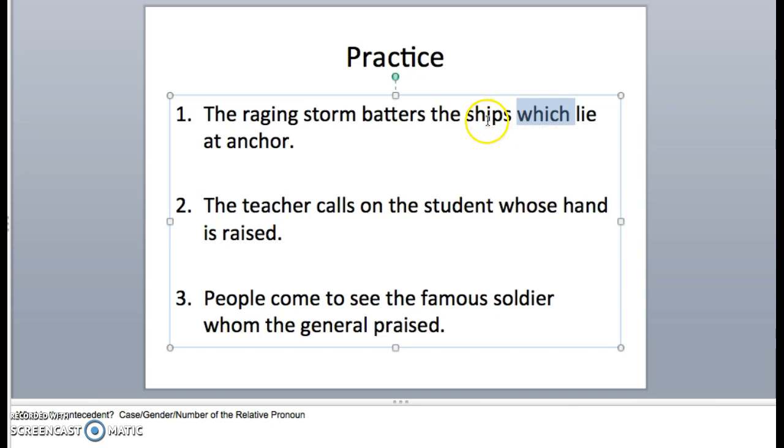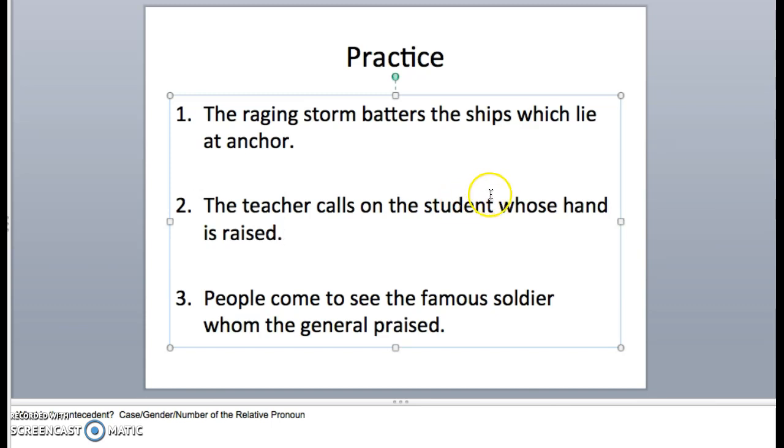which would be feminine plural, because navis is a feminine noun, and it would be nominative because in the relative clause, which lie at anchor, it is performing the role of the subject. Number 2, the teacher calls on the student whose hand is raised. Whose would be either masculine or feminine, depending on the gender of the student. And it would be singular because the student is singular.